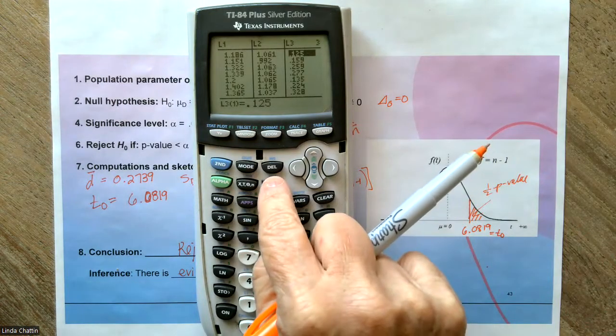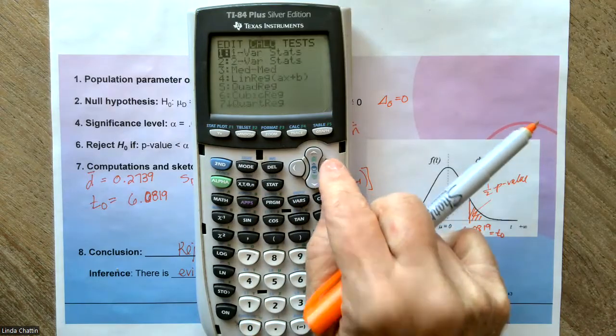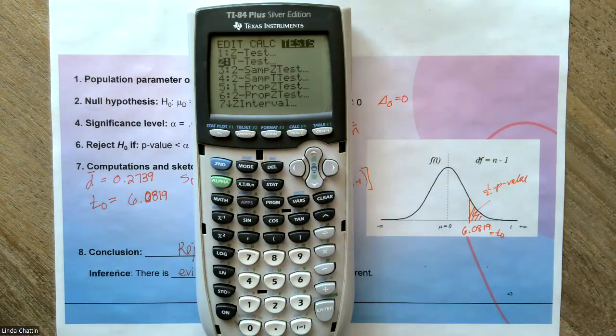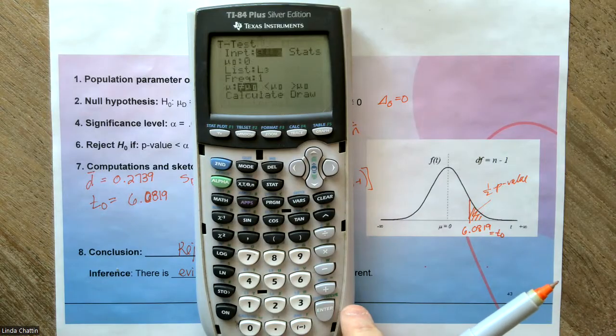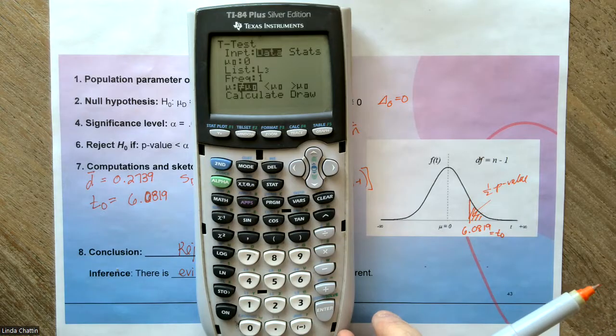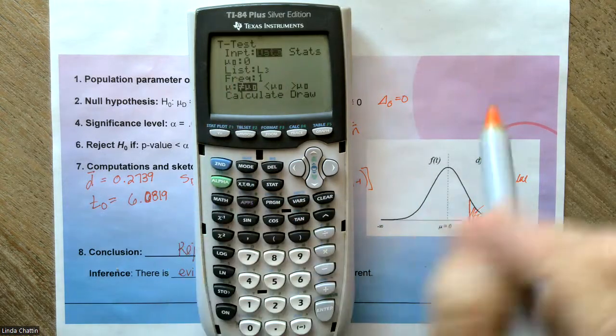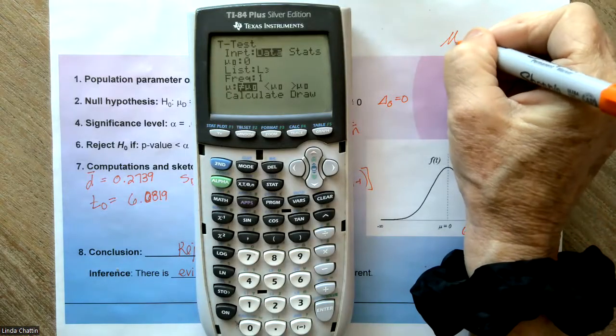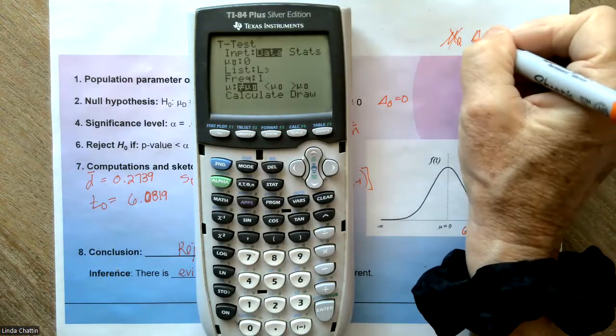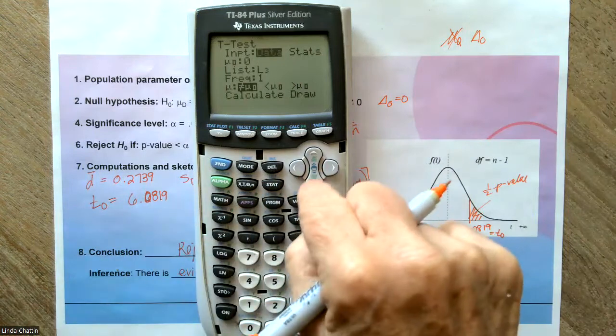So now what I can do is go to stat, go to tests, go to t-test. It's a simple t-test. And because I have data, not summary statistics, I select data. Mu naught is actually in the calculator. Instead of mu naught, we're going to input delta naught. So that's 0.